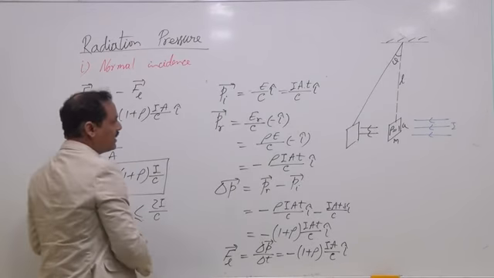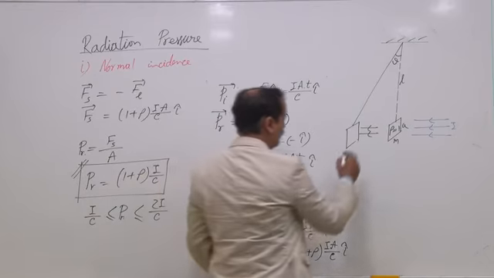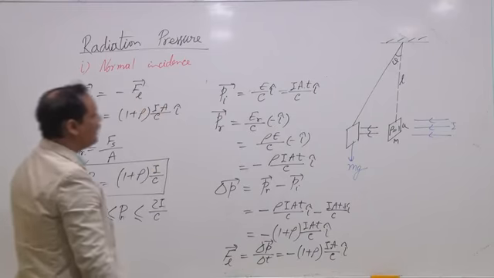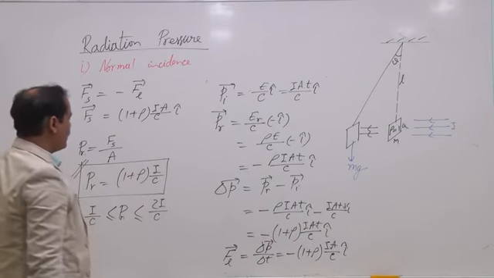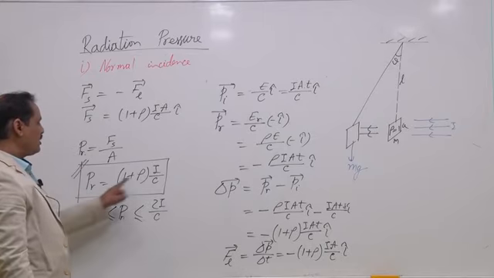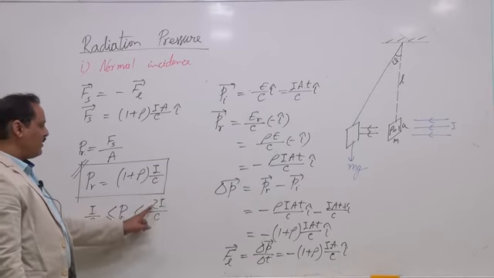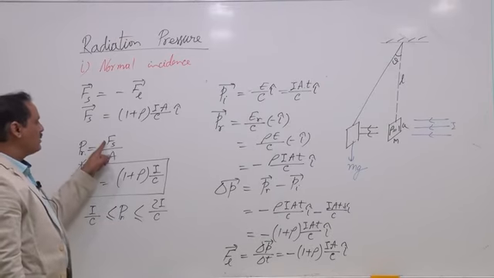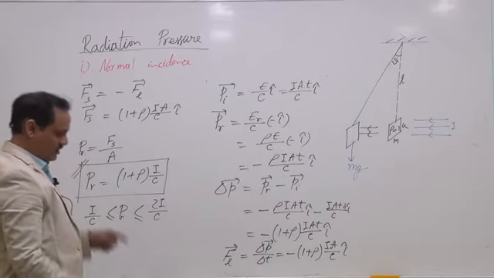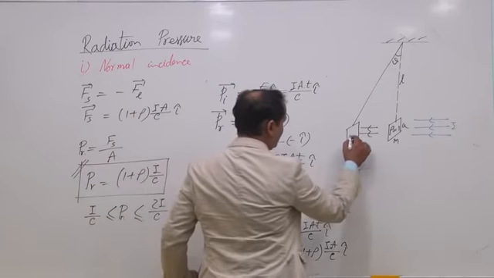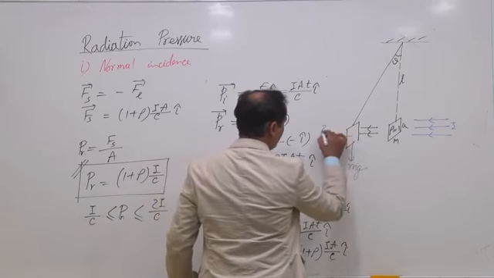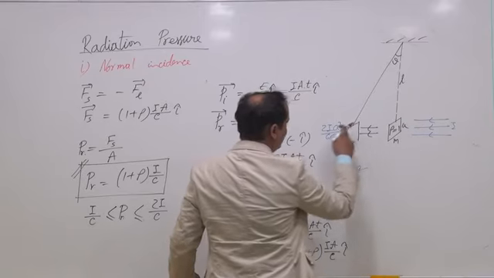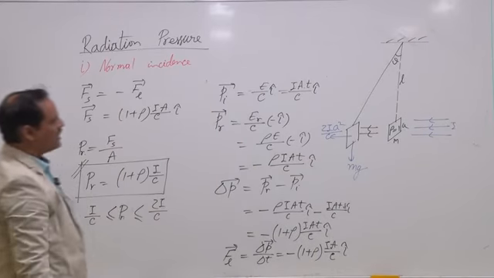So what are the forces acting on the mirror? One is the weight of the mirror, mg, vertically downward. Due to the incident light, there is a pressure, and as the mirror is perfectly reflecting, it is 2I by C. So if pressure is 2I by C, what is the force? That is pressure into area. Because of the incident light, there is a force, how much? 2I A squared by C. For a square mirror of side A, the area is A squared. So 2I A squared by C.